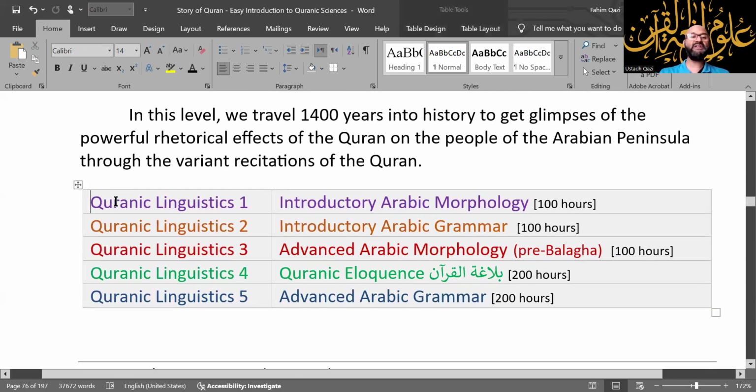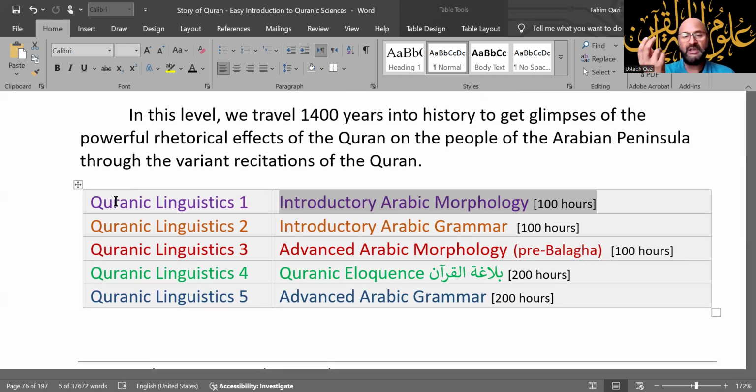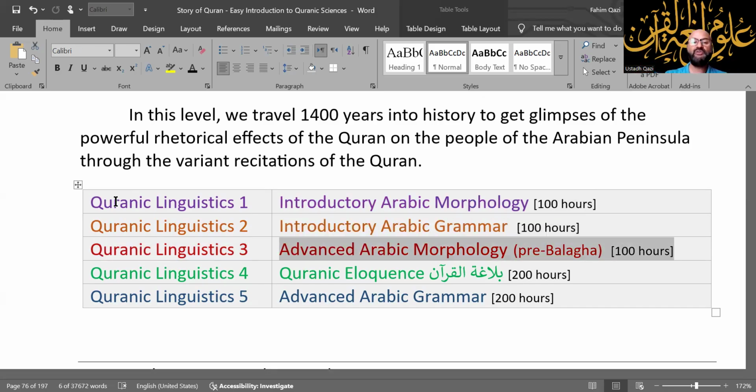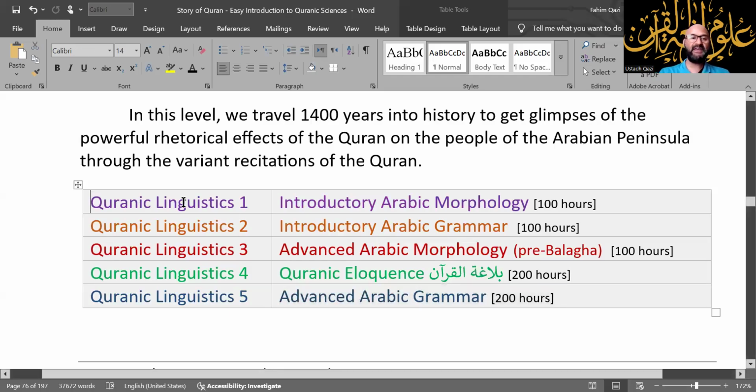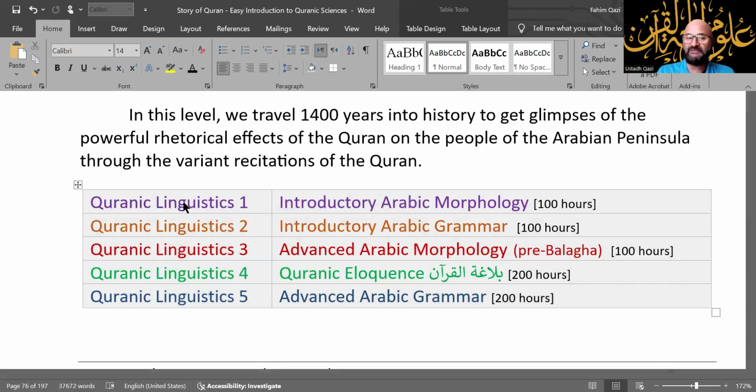Here's a quick overview of the Quranic Linguistics series. Level 1, you start with sarf, morphology, which is compared to roots, right? The root words. The root of the tree is coming out of the seed. Then you do some grammar, nahu, but not too much grammar. Then you come back to sarf and do advanced morphology. Then you go to do some balagha, eloquence. Then you come back to do the remaining advanced grammar. This is a very strong long-term plan. It takes several years, maybe 3 to 5 years to complete all of this.